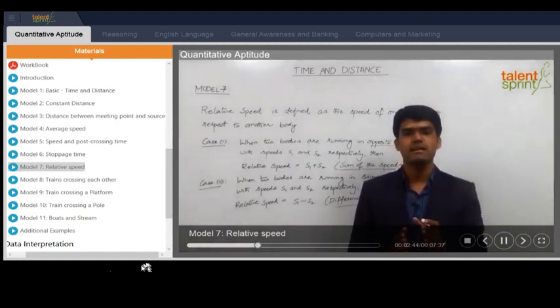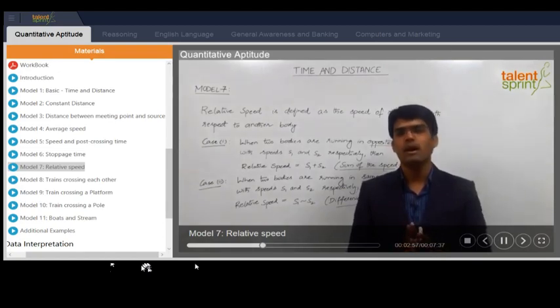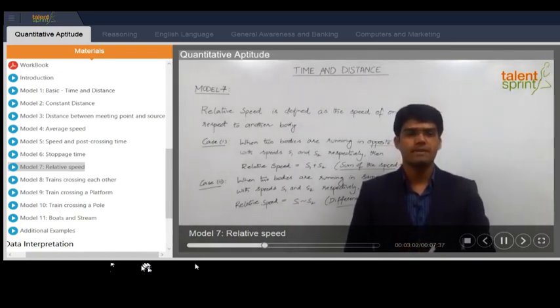So we can say that the relative speed will be 40 plus 60, that is 100 kilometers per hour. Similarly, if these two trains run in the same direction, that is one train runs at 60 kilometers per hour and the other train is running at 40 kilometers per hour in the same direction, then the relative speed here can be taken as the difference of their speeds. That is nothing but 60 minus 40, which is 20 kilometers per hour.